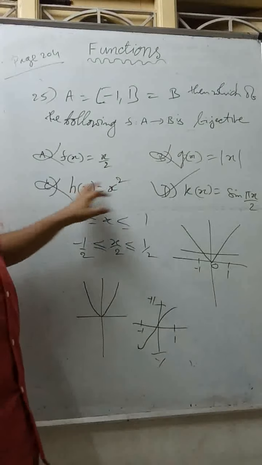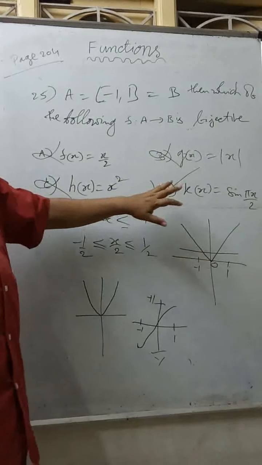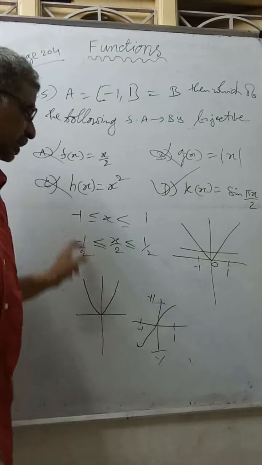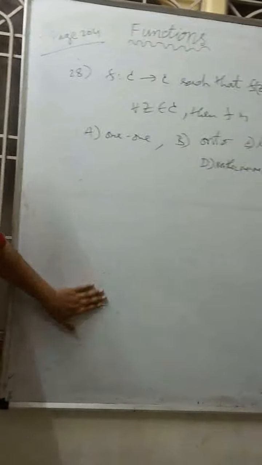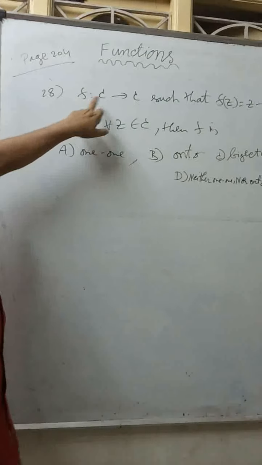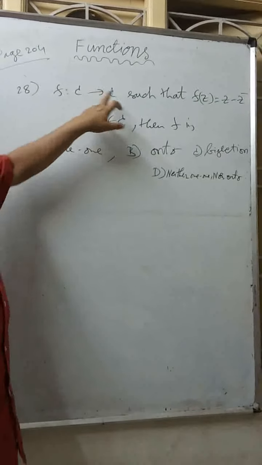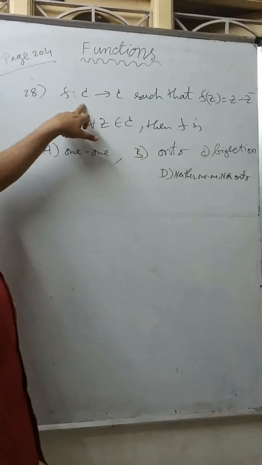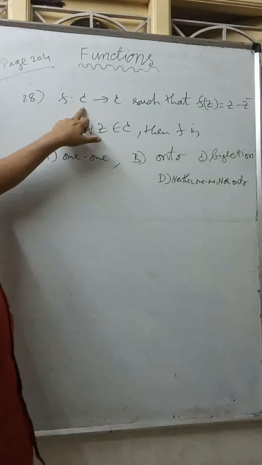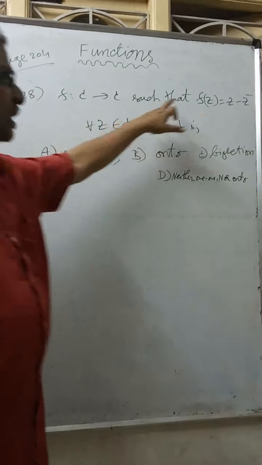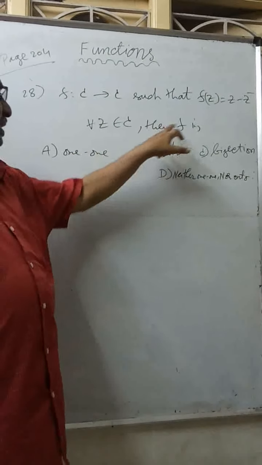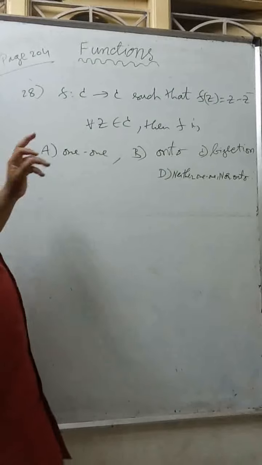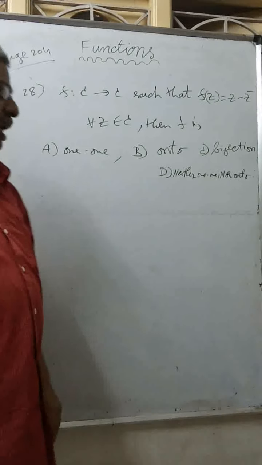I am discussing all these graphs because not only this sum, any sum you can easily do using the graphs or using the concept. If f is a mapping from C to C, where C here means the complex number set, such that f of z equal to z minus z bar for every z belongs to C, then f is asking 1-1, onto, or neither 1-1 nor onto.